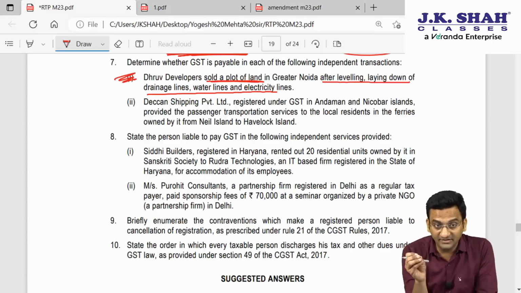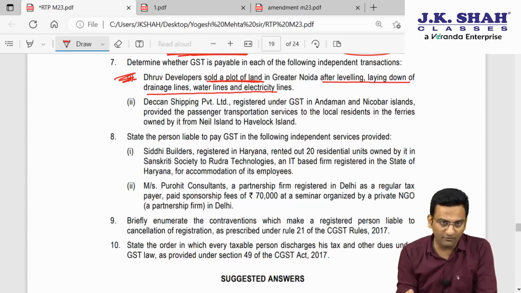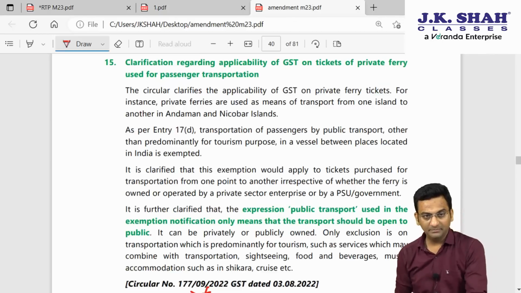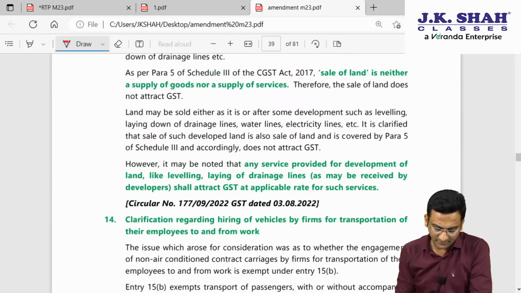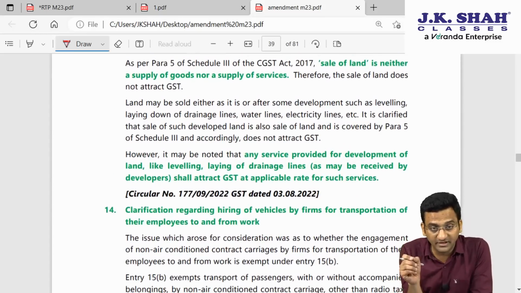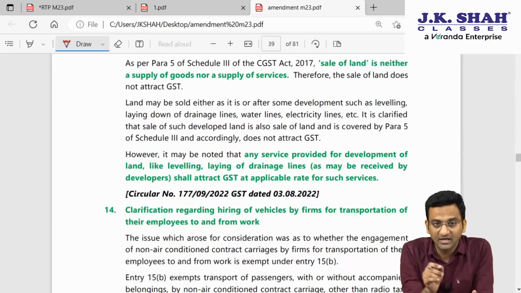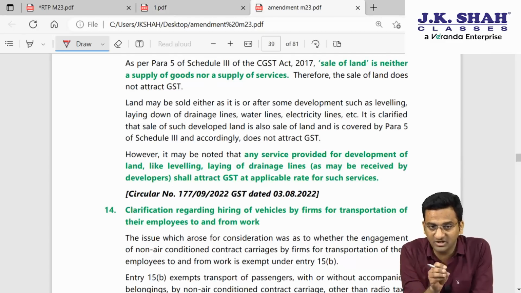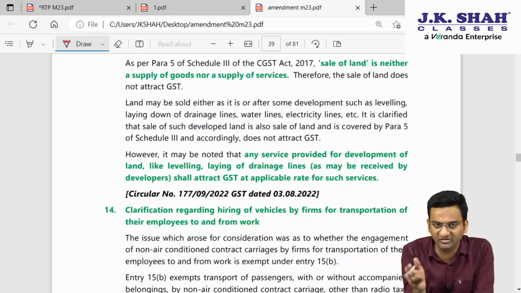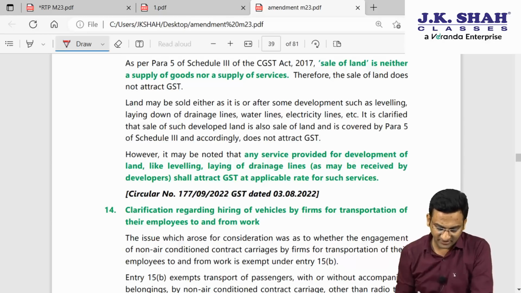So friends, there is a circular, and I hope all of you have watched the amendment videos earlier. As per the circular, it is clarified that even if the land is sold after leveling or laying down of drainage lines, water lines and electricity lines, it is still covered in Schedule 3 only, and hence the activity is not a supply and GST is not leviable. Let's read this circular, friends.